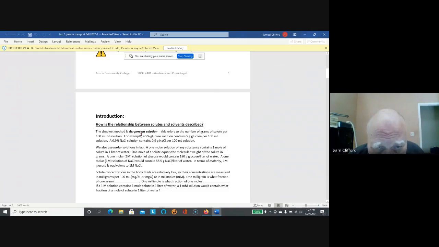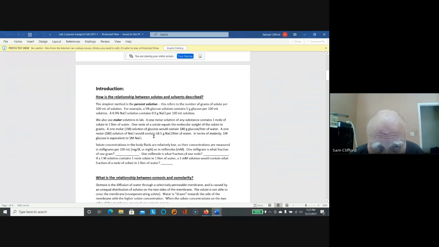we measure solutions. One way to measure the strength of a solution is a percent solution. So if I put 5 grams of glucose in 100 milliliters, that's a 5% glucose solution.